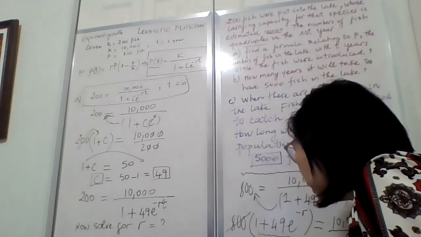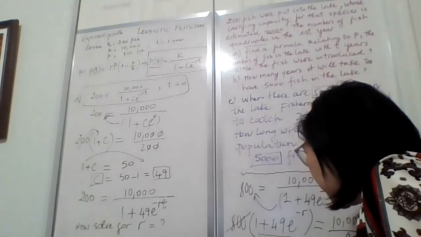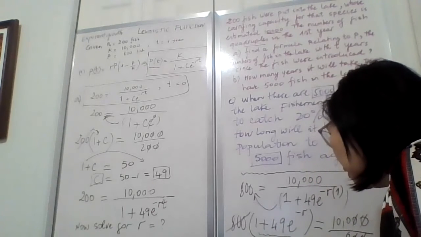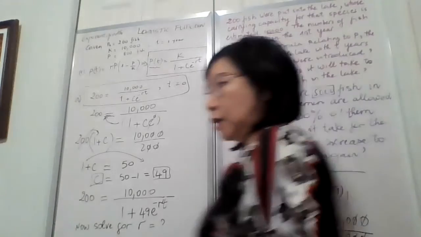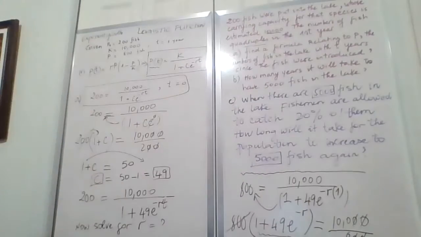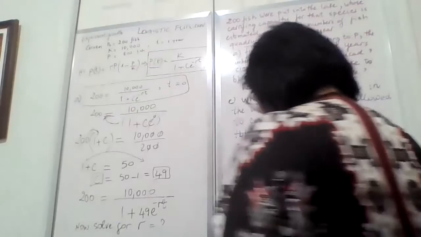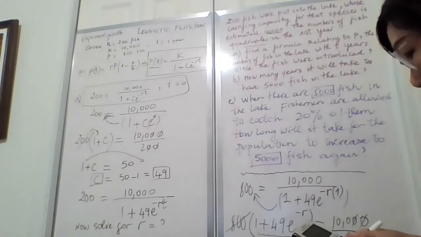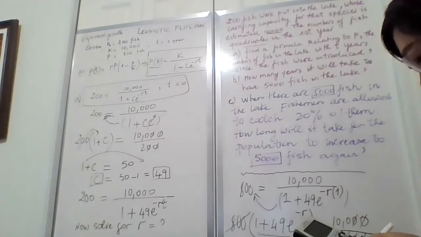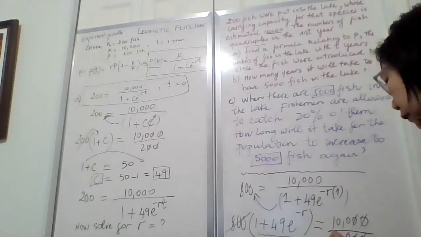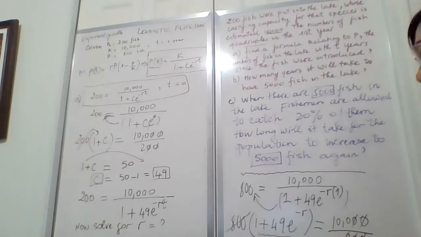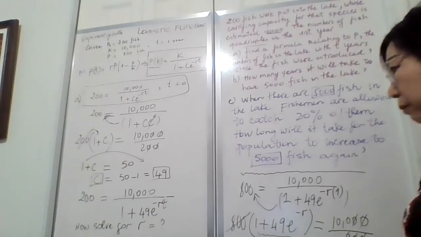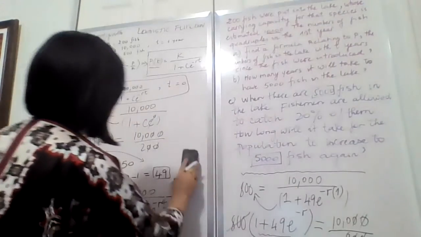So now I have the equation 1 plus 49 e to the minus r equals, let's figure out this number. 100 divided by 8. So I got 12.5. So 1 plus 49 e to the power minus r equals 12.5. We'll have to move this.